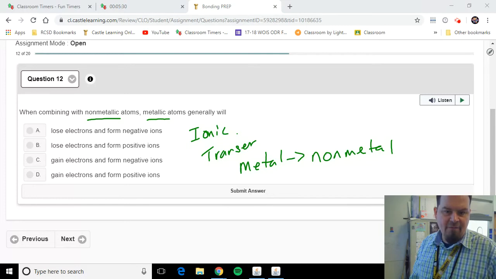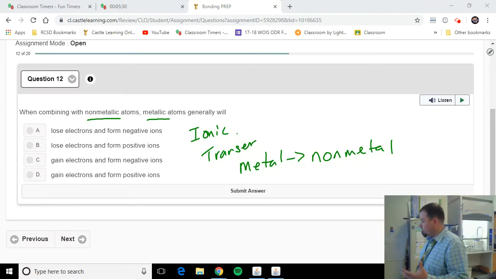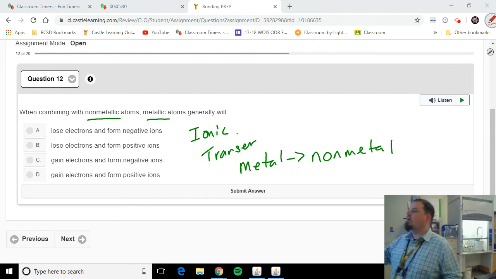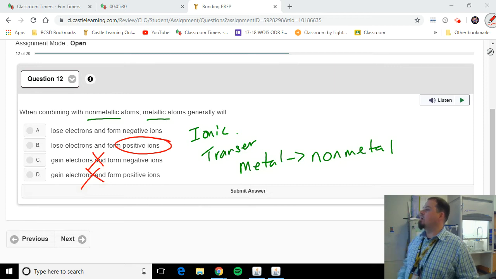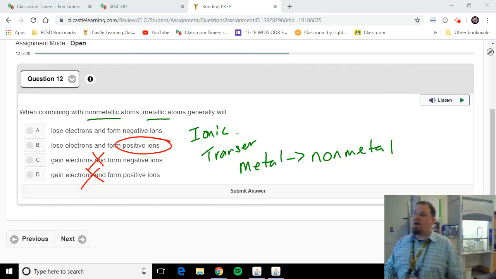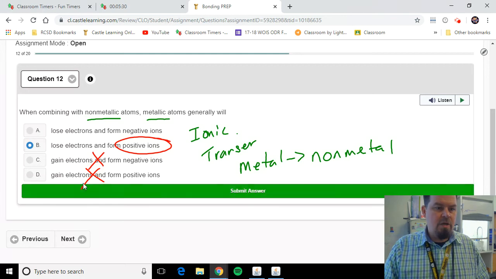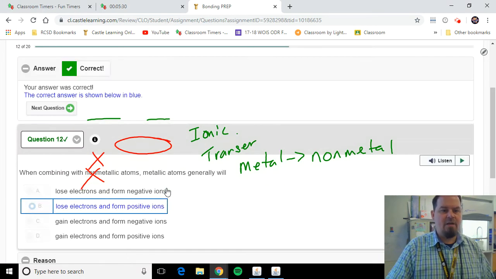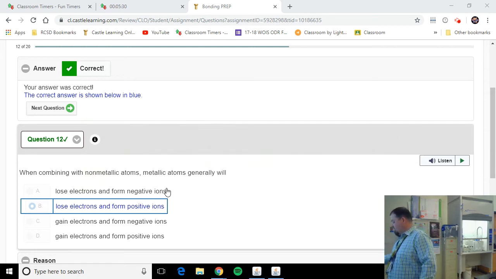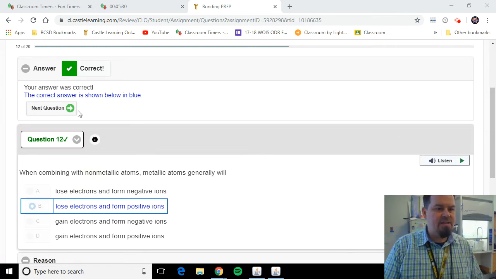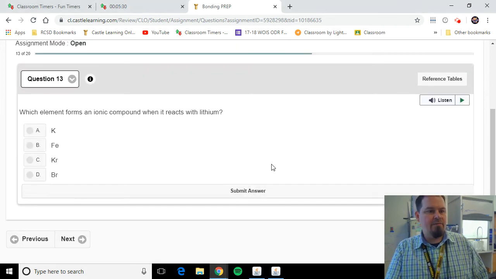So if metals are transferring electrons from metal to non-metal, are they gaining or losing? Well, they all have positive charges, so they are losing electrons. So I can cross off these two as they're gaining. And then metals, I look on a periodic table, they all form positive ions. When I lose an electron, I form a positive ion. So boom, here we go. Just another way of saying ionics transfer electrons from metal to non-metal. Just another way of stating the same thing. And we're off to the races.